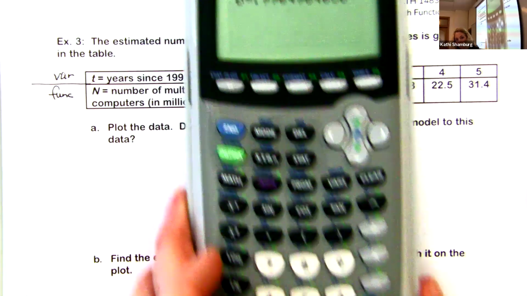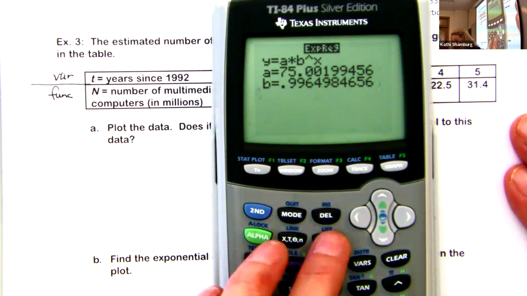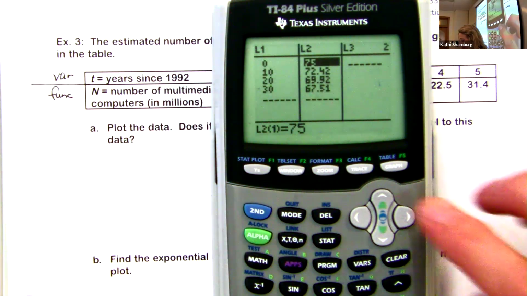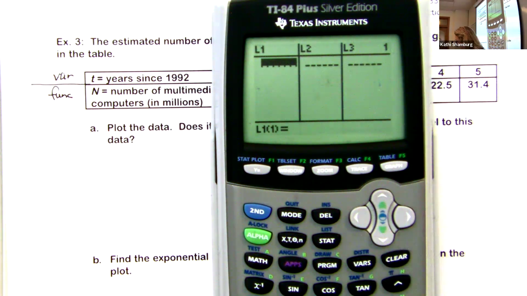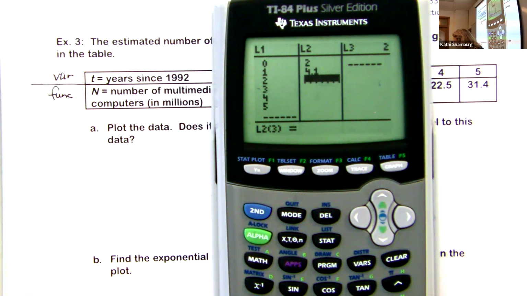So now we've got to go back to stat, edit. We're going to clear out the numbers that we have, and then enter the new ones. 0, 1, 2, 3, 4, 5, then 2, 4.1, 8.1, 5, 1.4. All right, and after we enter it, Zoom 9.